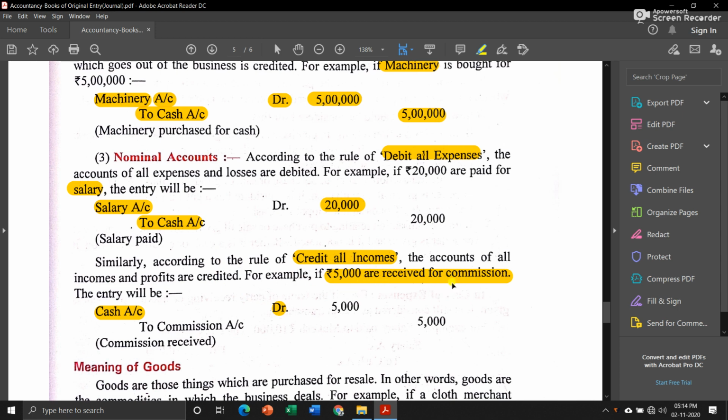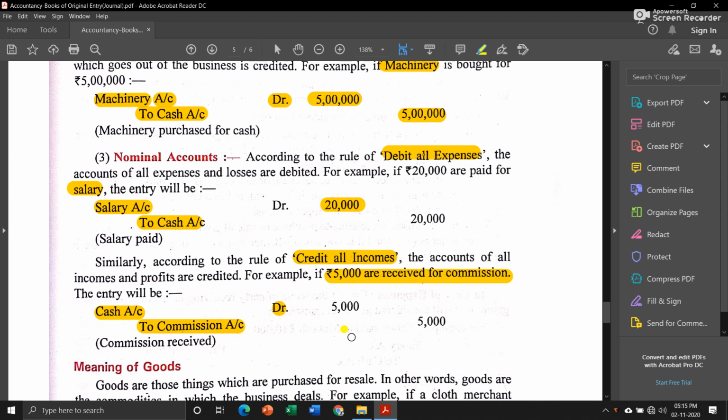And what we are receiving is commission, and commission account is a nominal account, and according to the nominal account rule, credit all incomes. Since this commission we are receiving is our income, we will write on the credit side, to commission account 5,000. See, for each and every transaction, minimum two accounts will be affected, and one account will be debited, one account will be credited. And even though both accounts are not of the same type, one can be personal, one can be nominal, ultimately according to their rules, one of them will be debited and one of them will be credited.